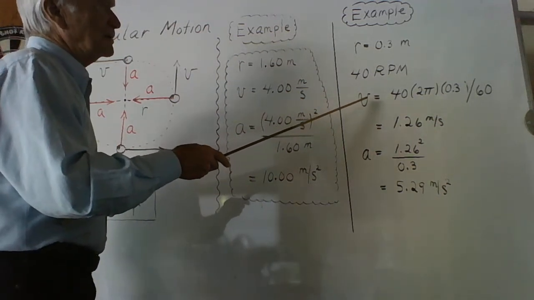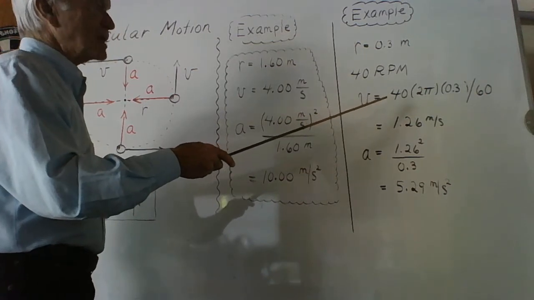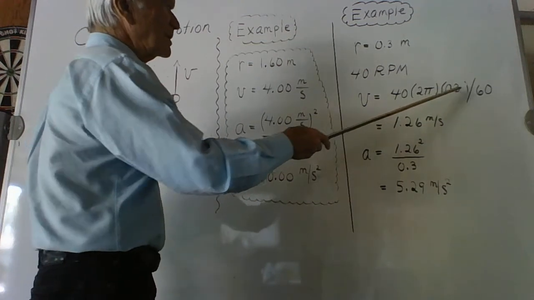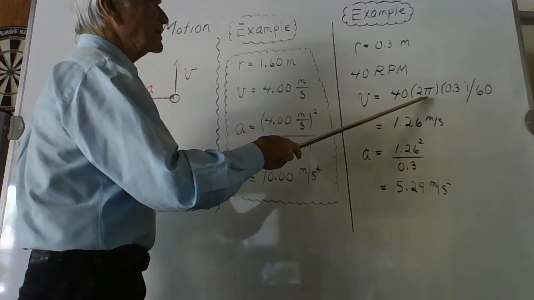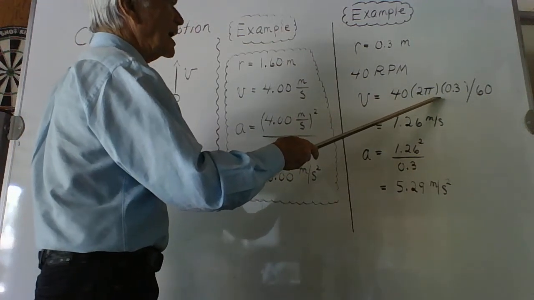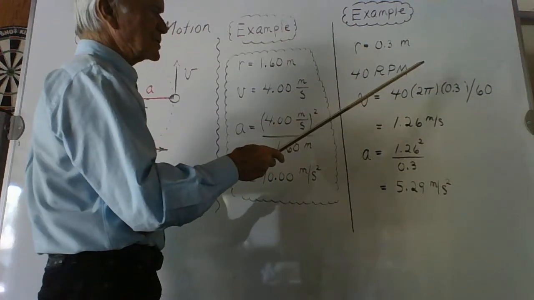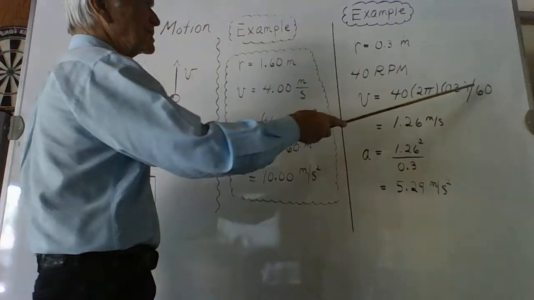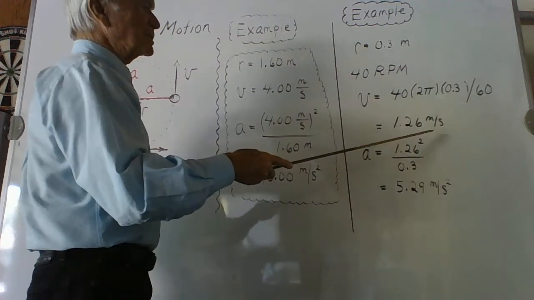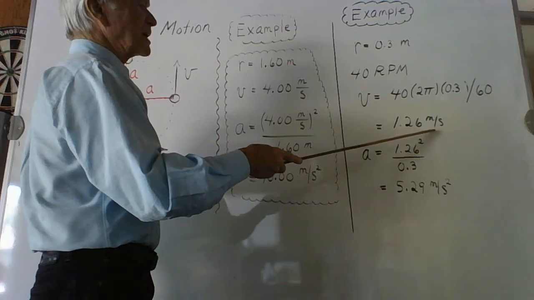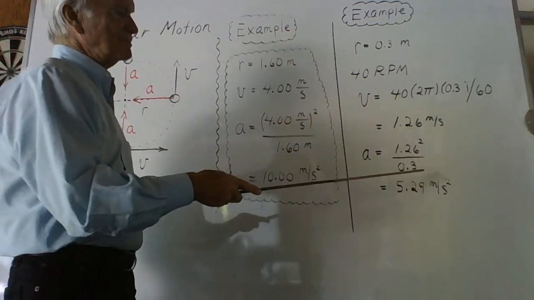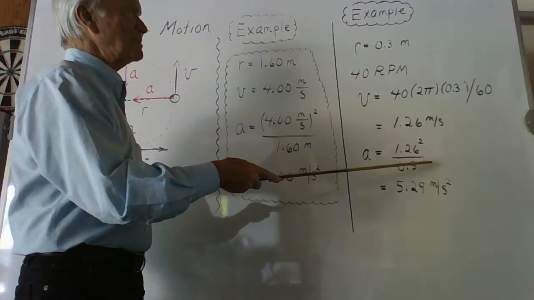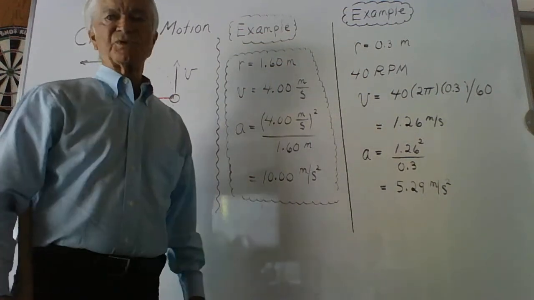The speed of our object can be found by dividing the distance it travels by the number of seconds it takes to travel that distance. Well, the numerator of this ratio is 40 times the circumference of the circle, which is 2 pi times the radius. 2 pi r is the circumference of a circle. 40 of those circumferences is the total distance the object travels in 60 seconds, 1 minute. The result is that number, 1.26 meters per second. We square it, leaving the units off until the end. Divide by 0.3 meters, final result, 5.29 meters per second squared.